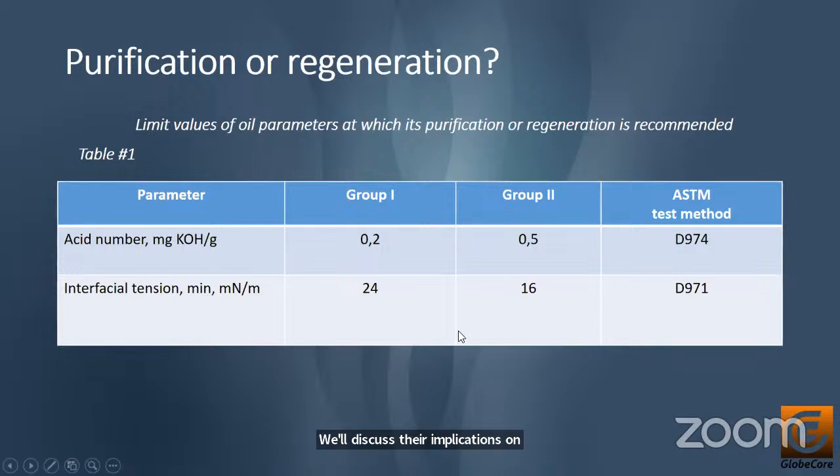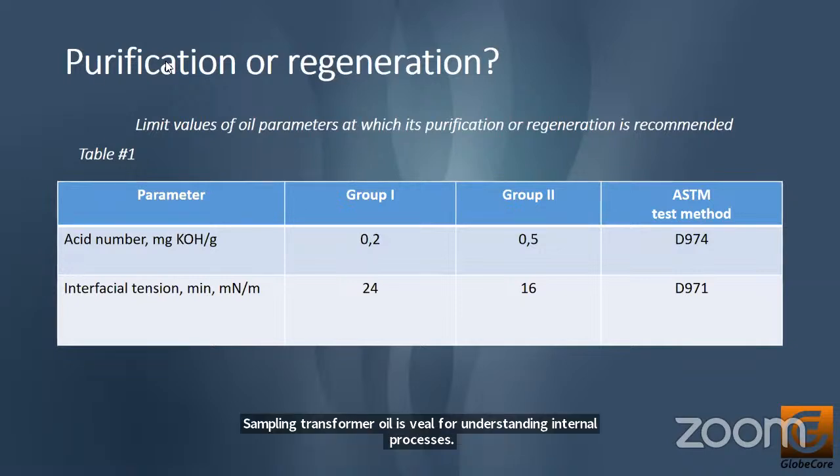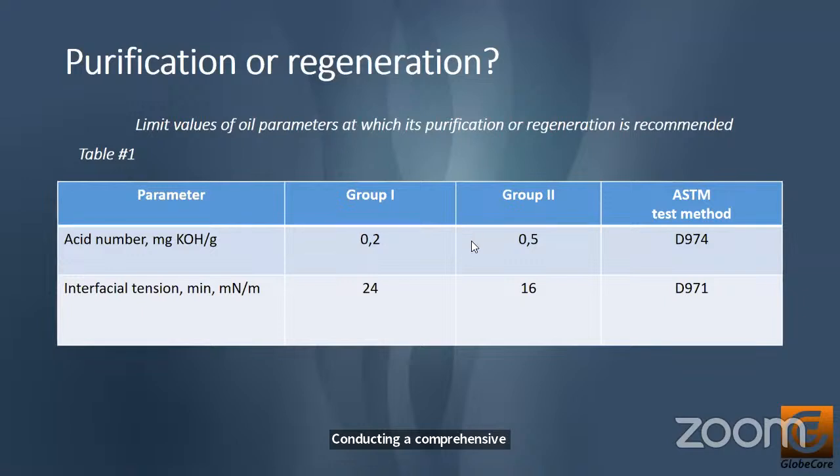Sampling transformer oil is vital for understanding internal processes. Conducting a comprehensive analysis helps identify issues, allowing timely corrective actions to prolong equipment life. Understanding and halting degradation processes are key to predictive maintenance, not just reactive measures.